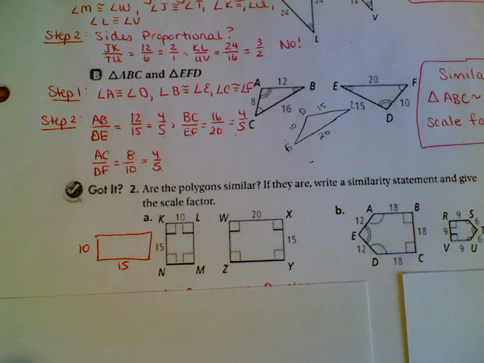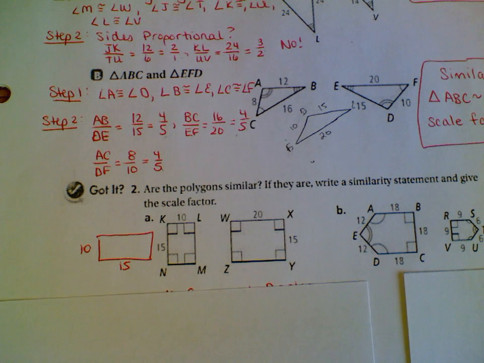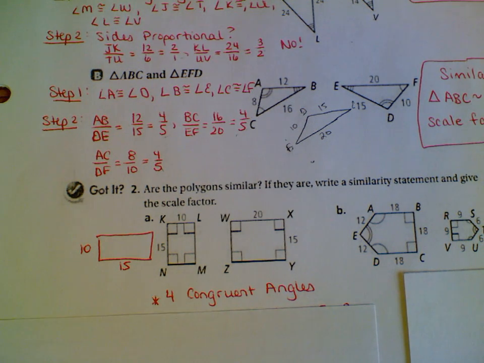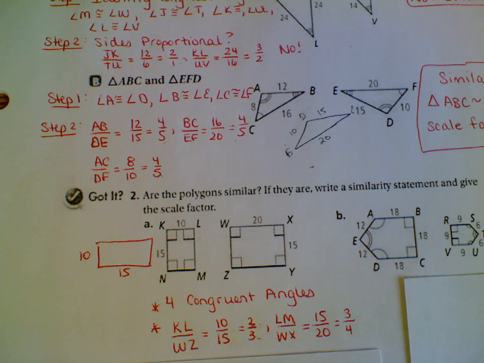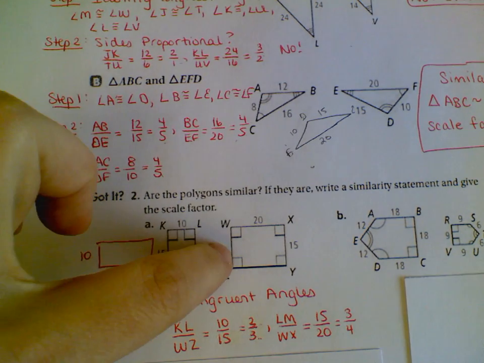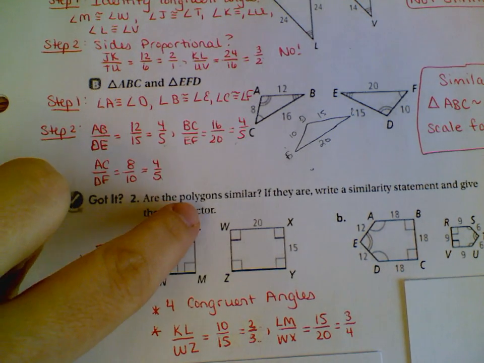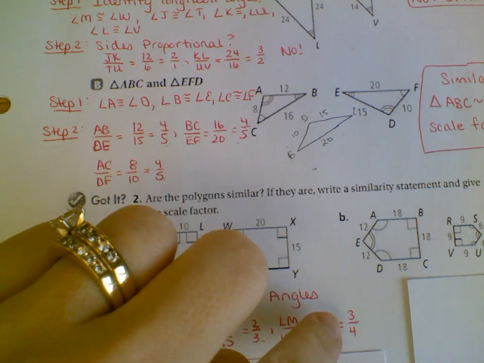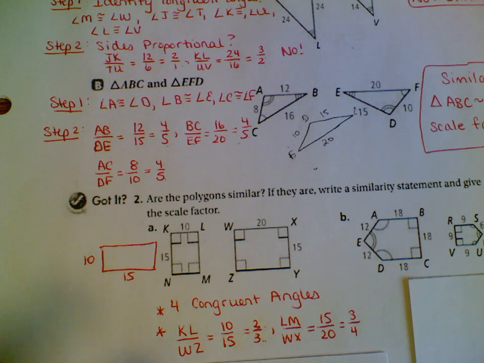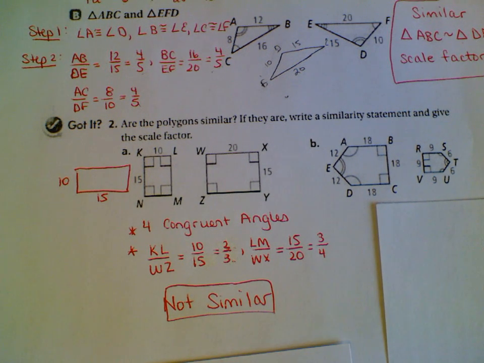Okay, so on letter A, I went ahead and flipped this smaller figure around so that I could see visually how they would compare to each other. I checked for my four congruent angles and I did have them all matching up. So then I checked for the sides to see if they were proportional. When I did KL and WZ, 10 to 15 reduces to 2 to 3. And then when I did the other pair, LM and WX, 15 to 20 reduces to 3/4. So this one I said was not similar because it was not proportional.